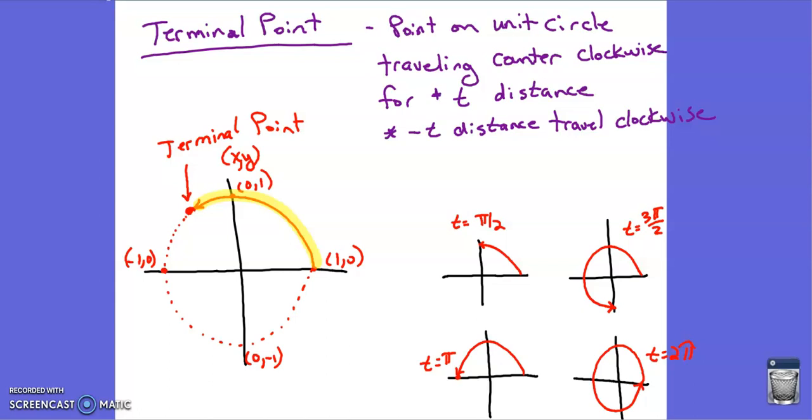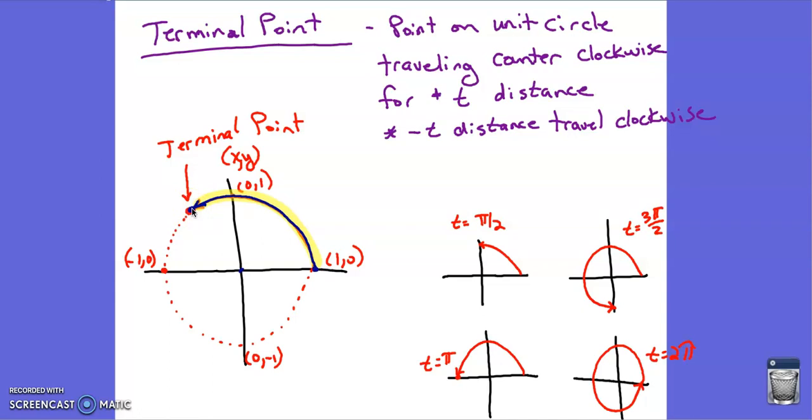So here's an example. Here I have the terminal point. I already have it highlighted, but basically you're going to start at (1, 0), and then you're going to go counterclockwise all the way to this point. And so this is a terminal point. Think of the word terminal meaning ending. So the ending point, that's what a terminal point is.